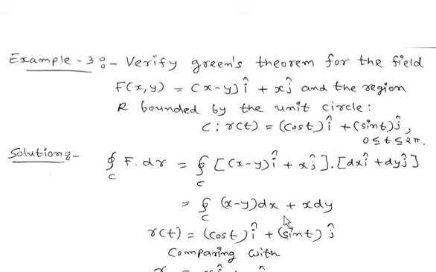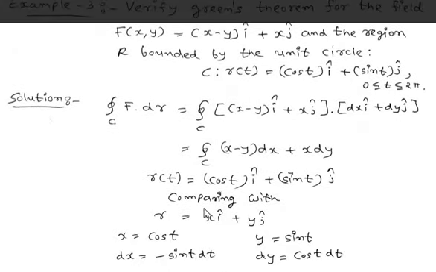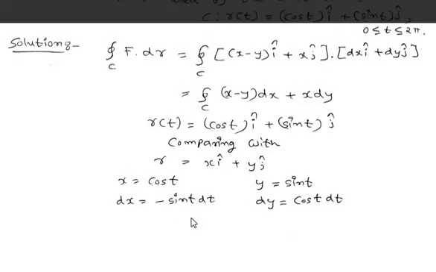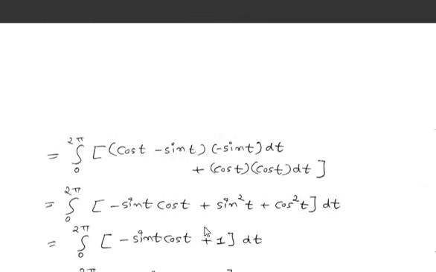So we have (x minus y) dx plus x dy. Now if you compare r(t) equals cosine t i cap plus sine t j cap with r equals x i plus y j, we have x equals cos t and y equals sin t. If x equals cos t, we have dx equals minus sin t dt, and if y equals sin t, we have dy equals cos t dt.